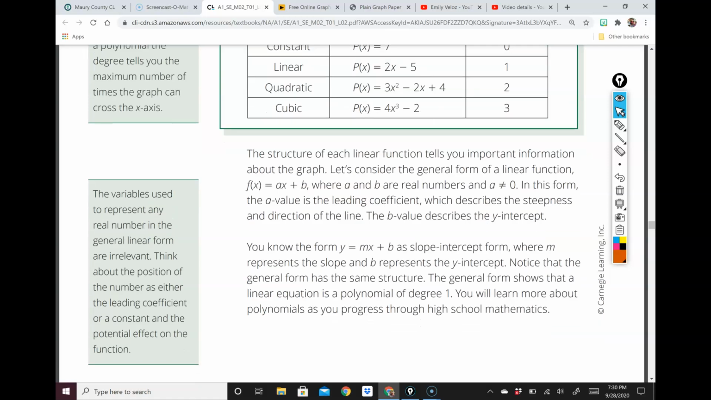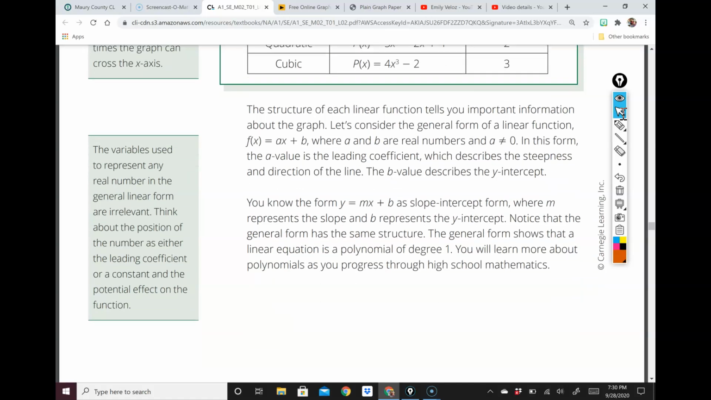The structure of each linear function tells you important information about the graph. Let's consider the general form of the linear function f(x) equals ax plus b, where a and b are real numbers and a does not equal 0. In this form, the a value is the leading coefficient, which describes the steepness and direction of the line. The b value describes the y-intercept.